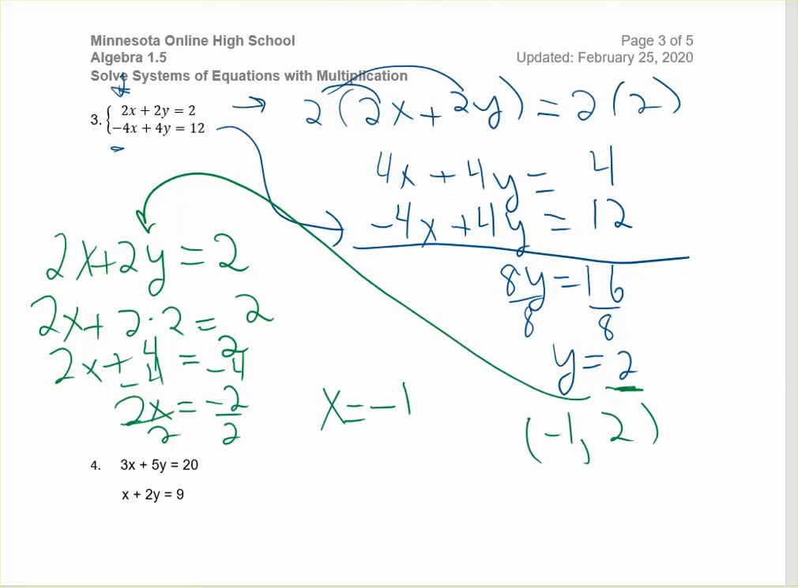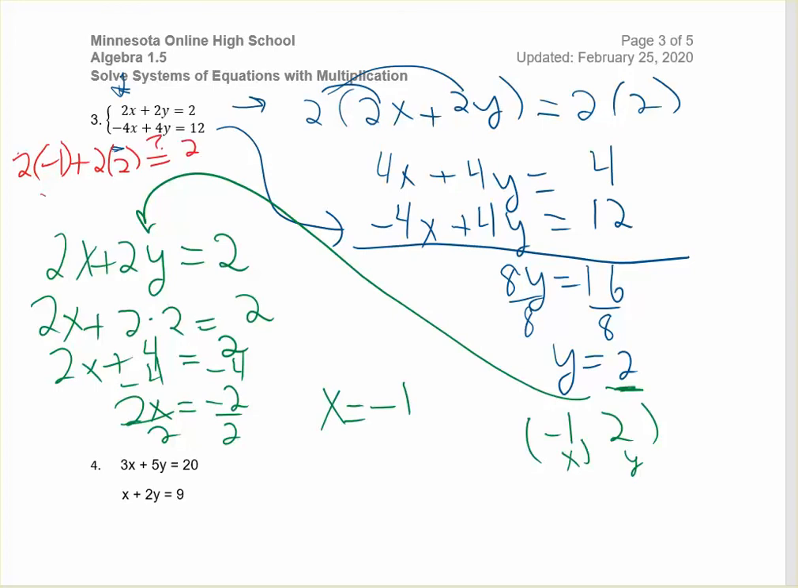So remember, when you check, you have to take the values of x and y, this is x, this is y, and you plug it back into both of your original equations and make sure that you get a true statement. So the top equation would be 2 times negative 1 plus 2 times 2, and we want to see if that's equal to 2.